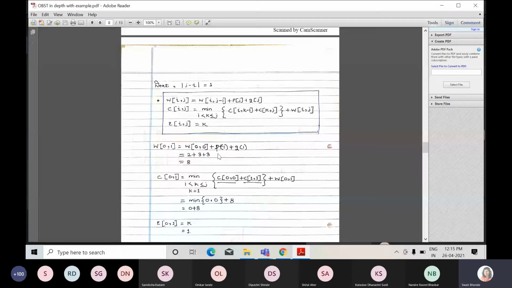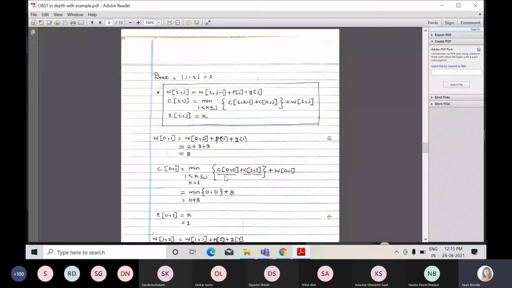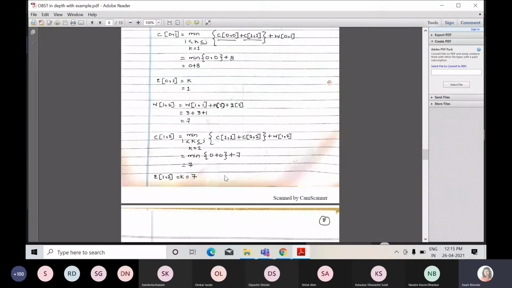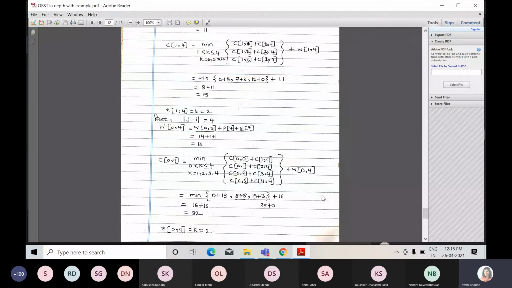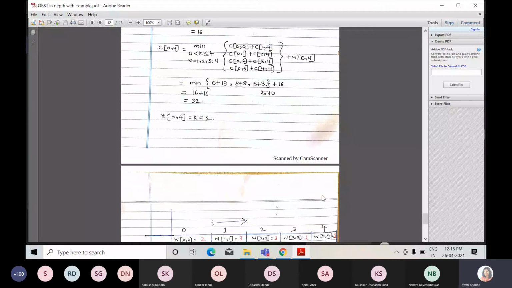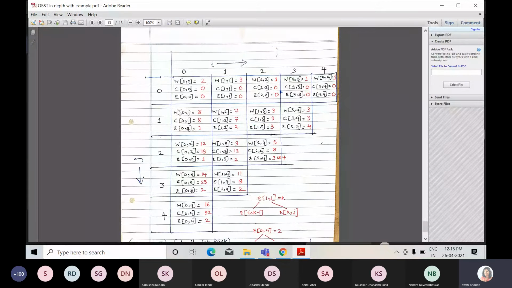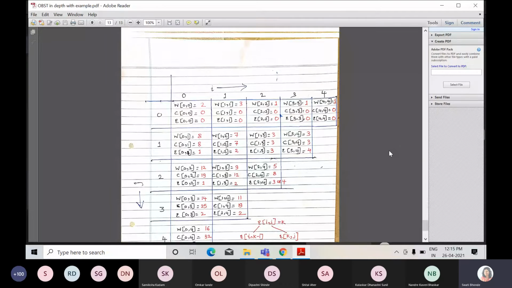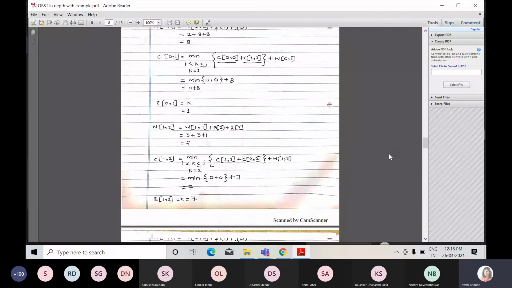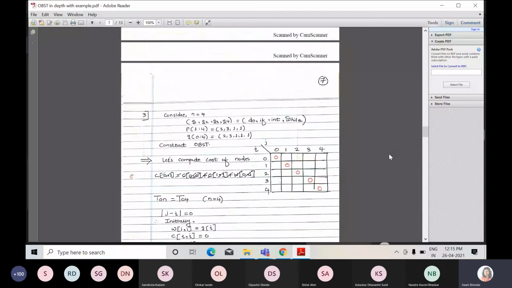Okay, so now we know for row number 2 which calculations we need to do. For row number 2 we need to do the calculations where the ij difference is 1. म्हणजे आपल्याला काय फाइंड करायचंय? w of 0 1, w of 1 2, w of 2 3 and w of 3 4. So these are the four values which I need to find. Okay, so now we have formulas also, so we will go on putting the values in these equations.